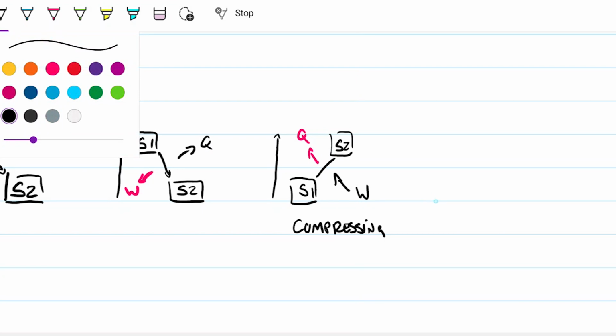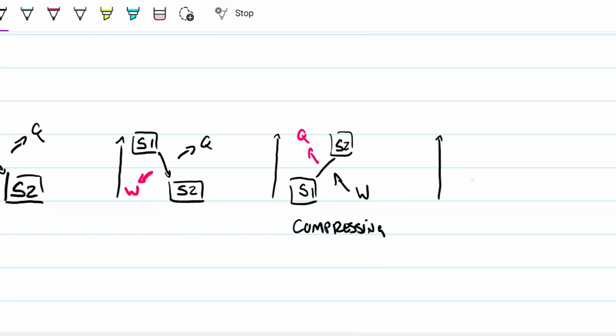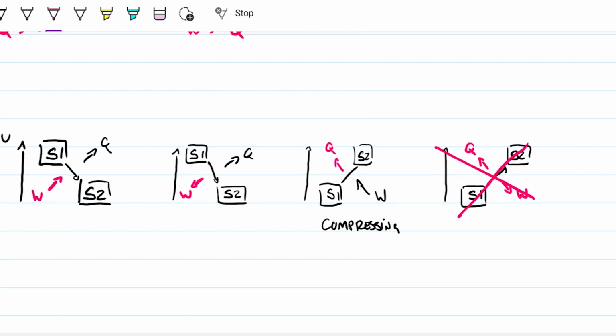What about if we had state 1, sorry, state 2, it's increasing. I'm sure that heat is leaving. That's the premise of this. And I also have work leaving. Well, that's impossible, right? Because for the internal energy to increase, I need one of these two to be going in. So this one here cannot happen, right? That's impossible. It cannot happen.